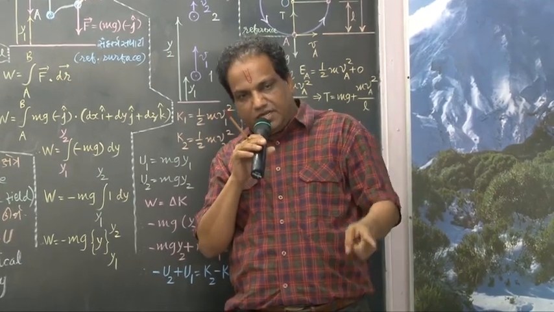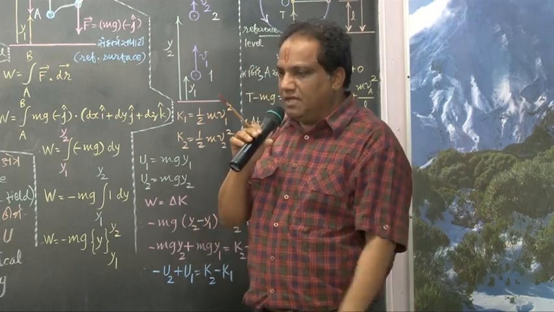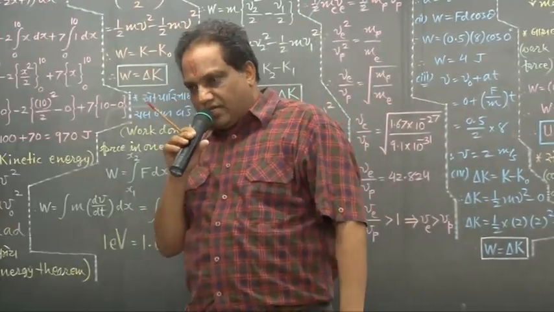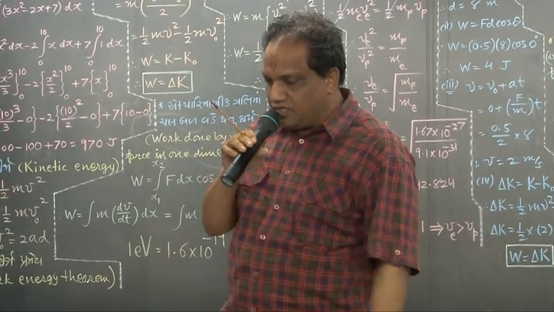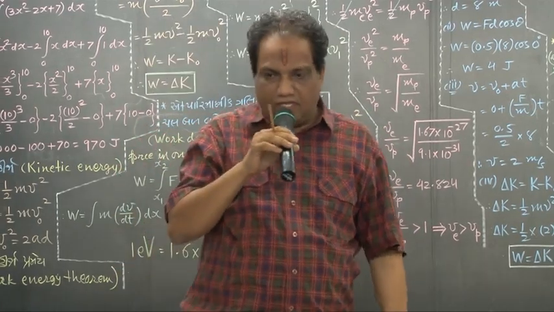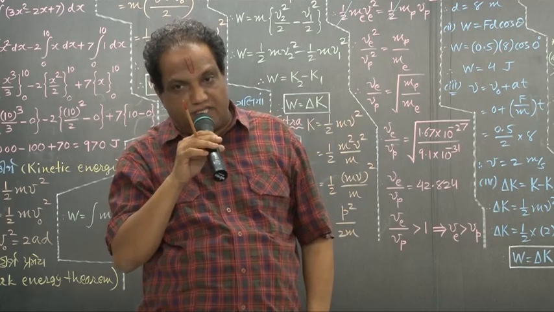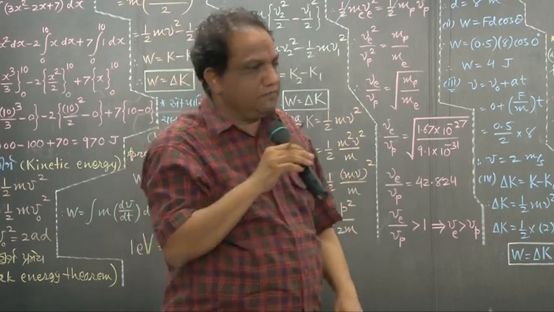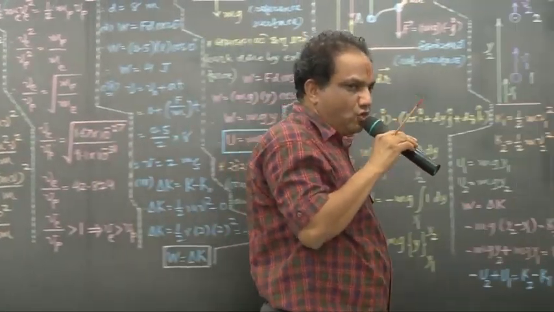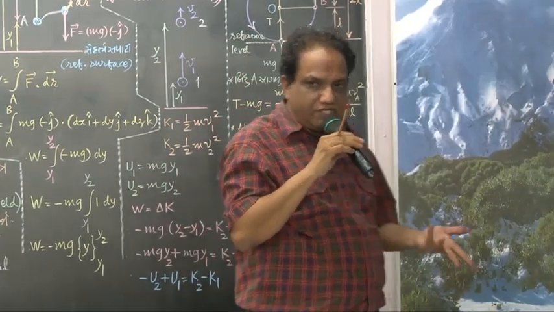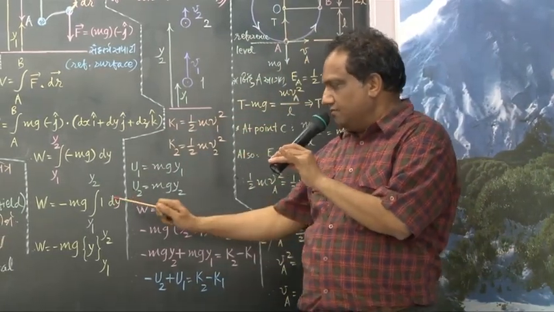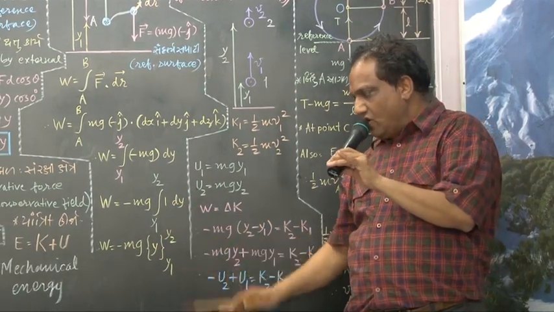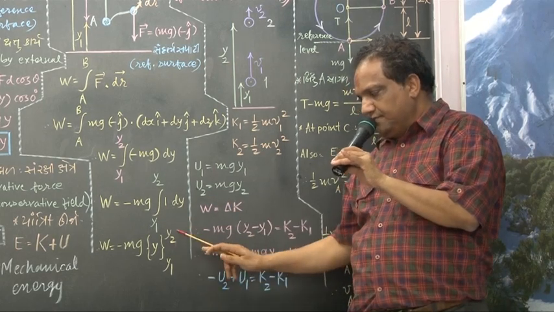Now write integration of 1 dy. 1 means what? y raised to 0. So integration of y raised to 0 dy, what is n? n is 0. Put n equal to 0 in the formula: y raised to 1 upon 1, that is y. That's what I have written here. Integration of 1 dy from y1 to y2.